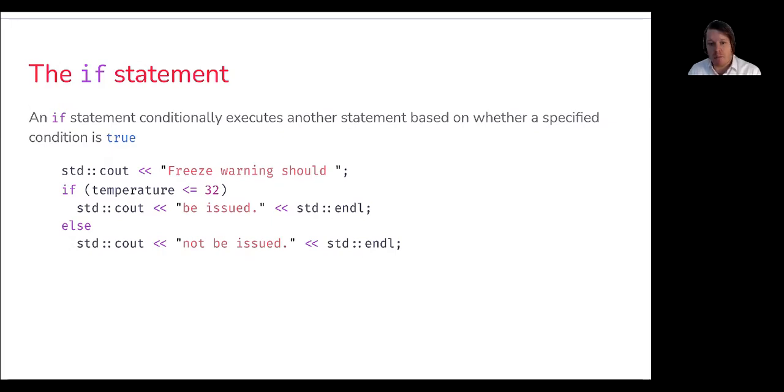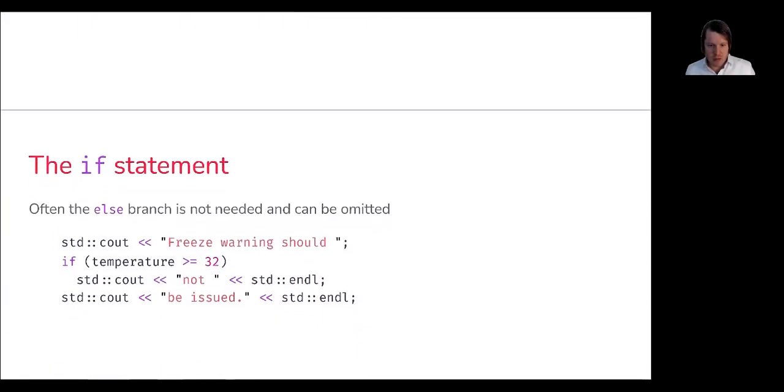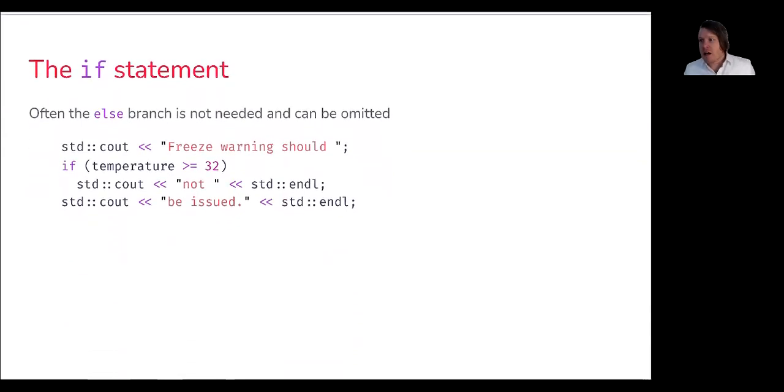If the temperature is above freezing, as opposed to inserting "be issued" into the stream, we'll go ahead and insert "not be issued." In that case, it would read "freezing warning should not be issued." Notice here that my if statement takes a simple statement, terminated by a semicolon. To point out here, the if statement doesn't have to have an else branch if it's not needed.